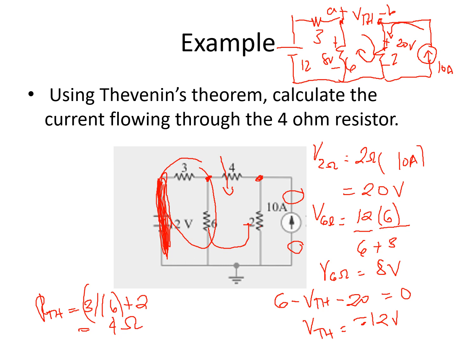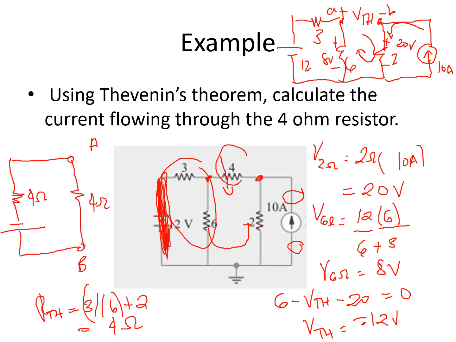So we redraw. How do we redraw again? We have your source. If that is A and B, therefore we have here again minus, plus. Then we have your series 4 ohms, which is your RTH. And then this is terminal A, this is terminal B. B is positive with respect to A because we have a negative sign here. Therefore, we will bring back your 4 ohms, the original 4 ohms from A and B, back in our circuit. And this is 12 volts.